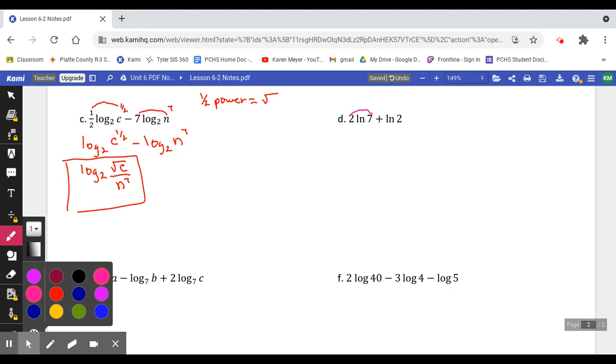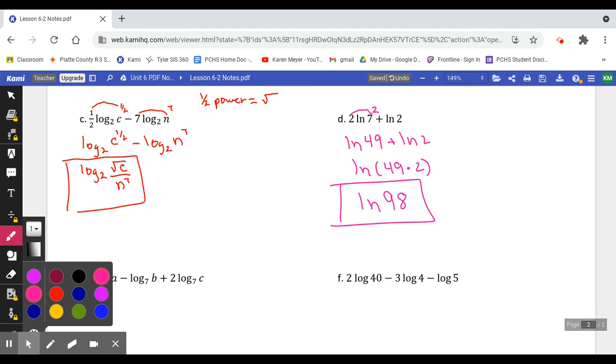Okay, here I'm going to move my power up. So that's going to be 7 squared, which is 49. So I have the ln of 49 plus ln of 2. Okay. Adding changes to multiplication. So I'm looking at ln of 49 times 2. And 49 times 2 is 98. ln of 98, done.